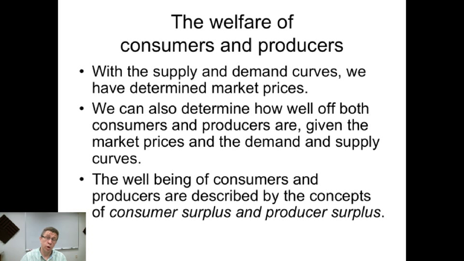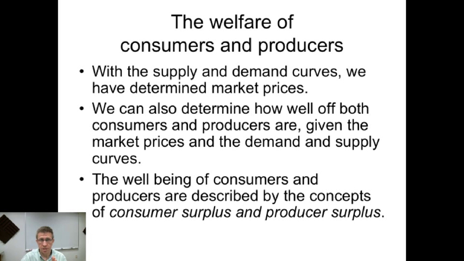Okay, welfare of consumers and producers. So demand and supply, that gives us price, quantity. What we want to do now is look at how good is this outcome, right? How good of an outcome is the equilibrium? So how well off are consumers and producers? And we're able to tell this by the price in the market, which is the equilibrium price, and the demand curve and the supply curve, right? The curves themselves.